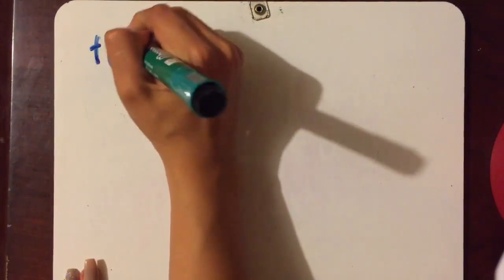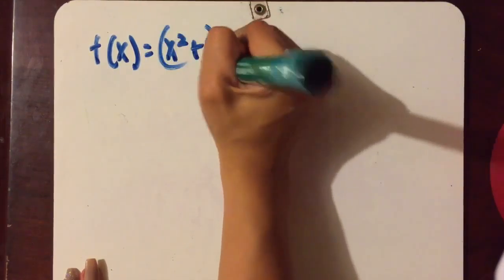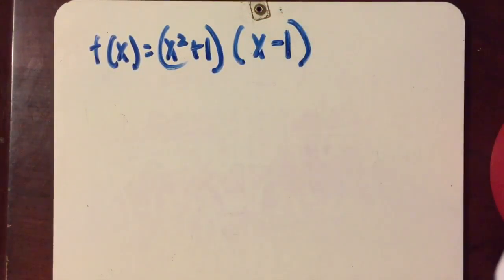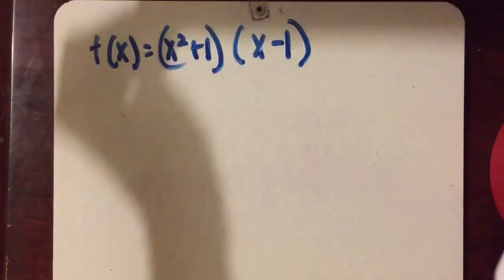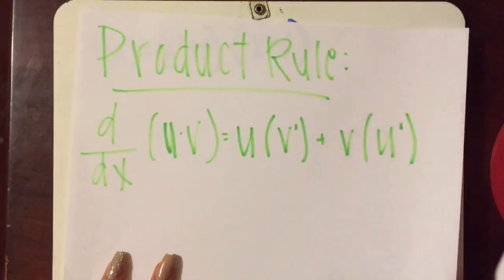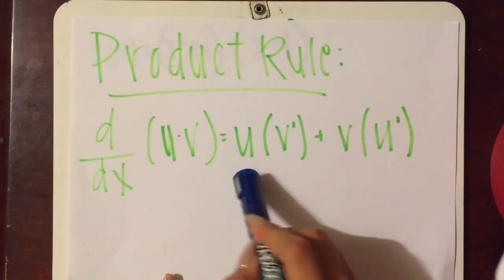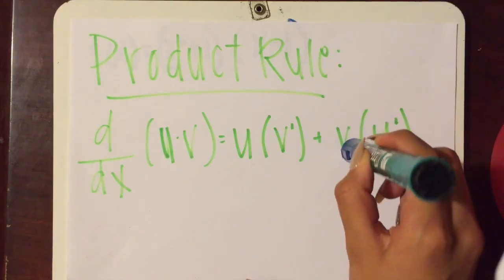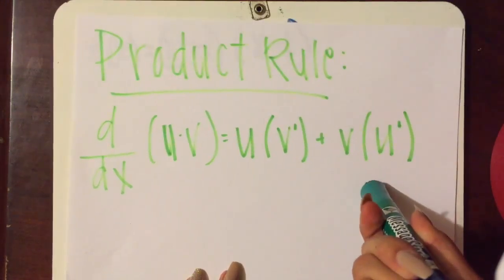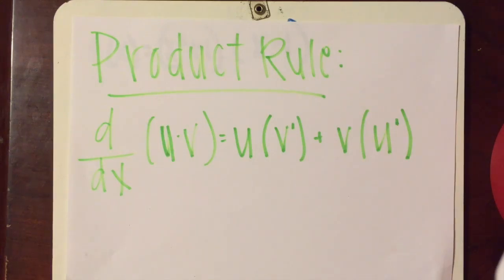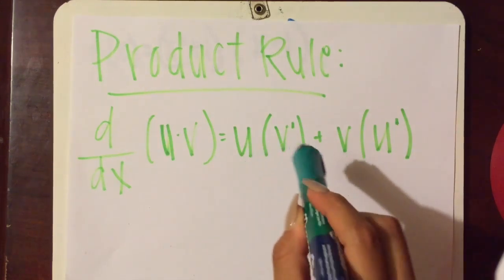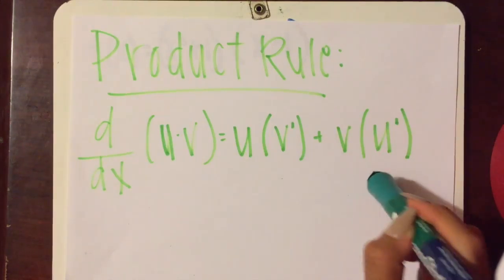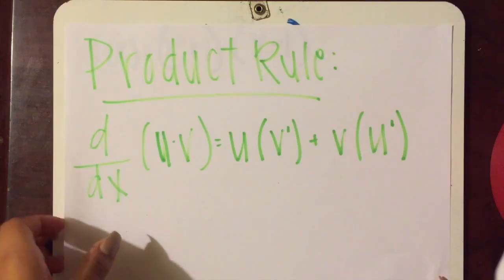Okay, so say we have a function such as f of x equals x squared plus 1 times x minus 1. To find the derivative of this function, we can apply the product rule, which is that you keep the first function, multiply it by the derivative of the second function, plus you keep the second function and you multiply it by the derivative of the first function. Now, a phrase I like to use to memorize the rule is that you keep the first, derivative of the second, plus keep the second, derivative of the first, which I learned from Miss Mejia.